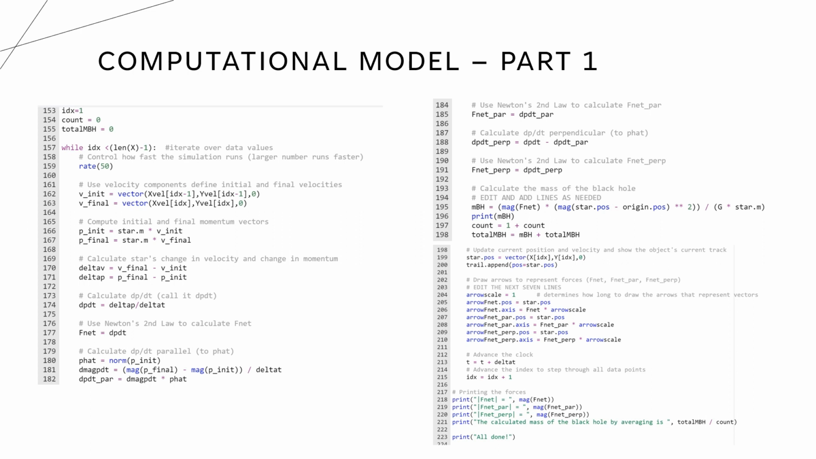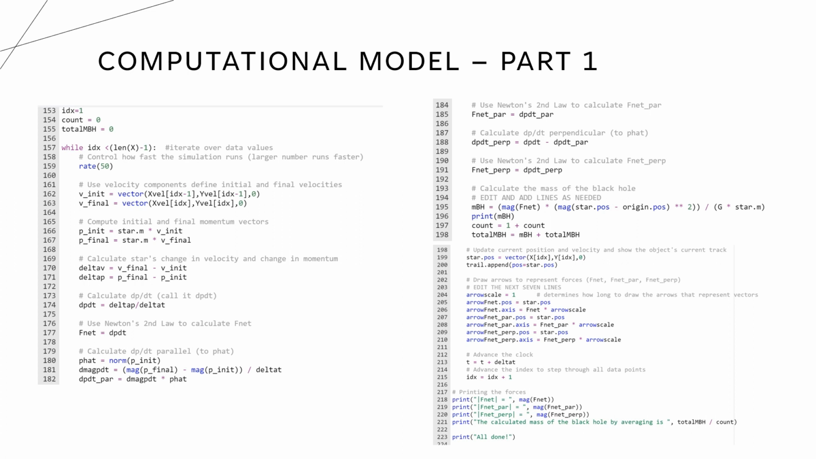Next, calculating the parallel component of the net force. P hat is the unit vector of P initial. Then we calculate the difference of the magnitude of momentum over time and multiply this with P hat, and we get the parallel component of the net force. Then, since parallel and perpendicular components add up to the net force, we can set the perpendicular component of the net force to be equal to F net, which is dp/dt minus dp/dt parallel.